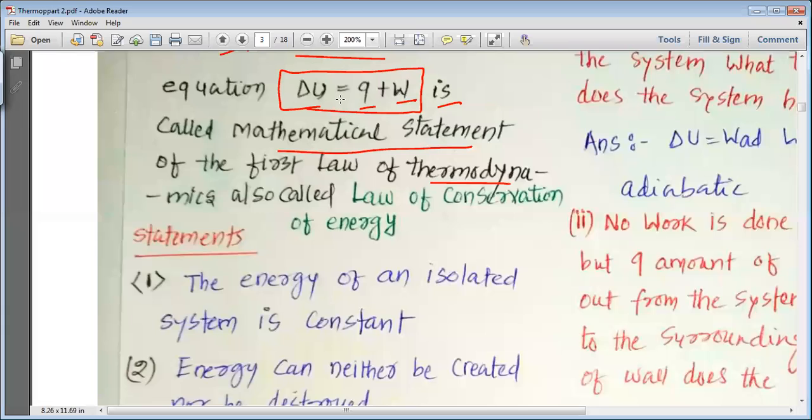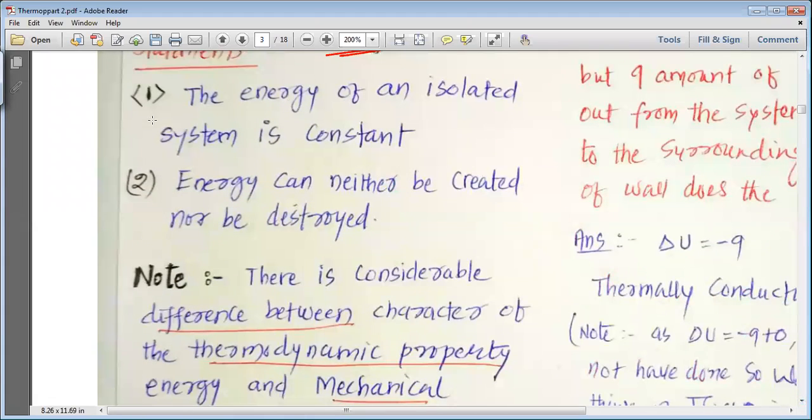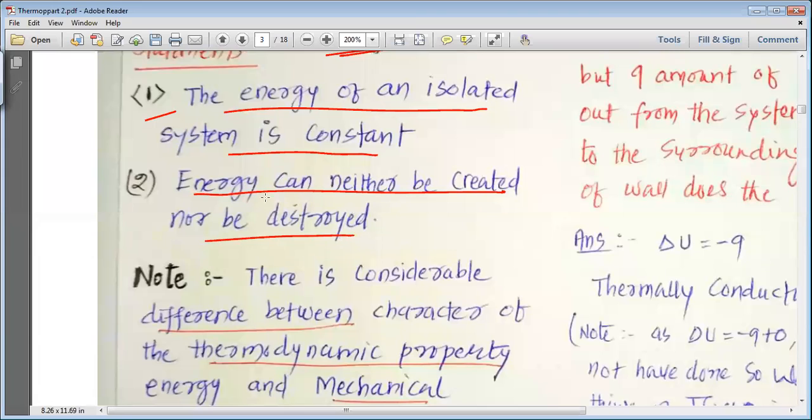The equation delta U is equal to Q plus W is called the mathematical statement of the first law of thermodynamics, and it is also called the law of conservation of energy. Please remember that. Now, my dear students, we have a few more statements of the law of conservation of energy. Number one, the energy of an isolated system is constant. Energy can neither be created nor be destroyed is also a statement of the law of conservation of energy.